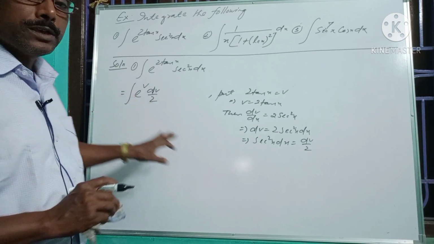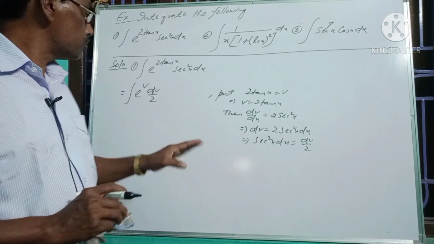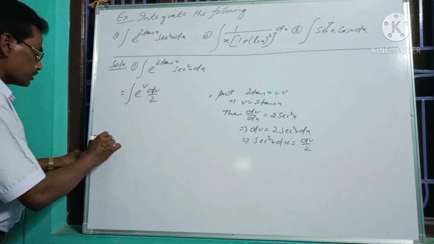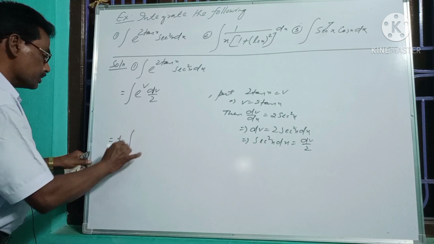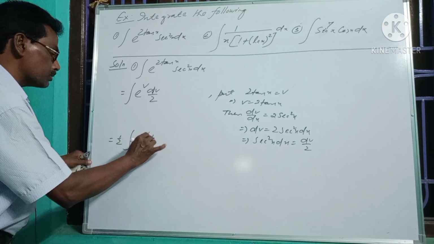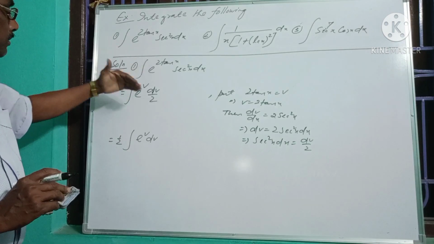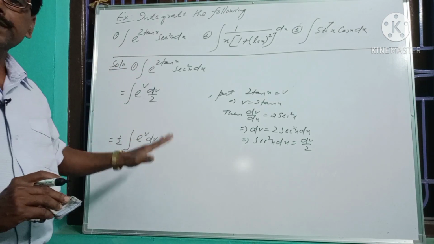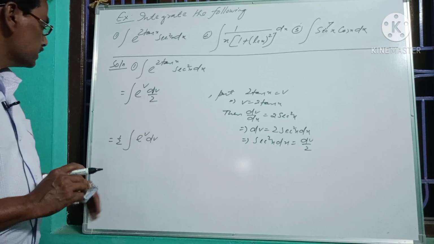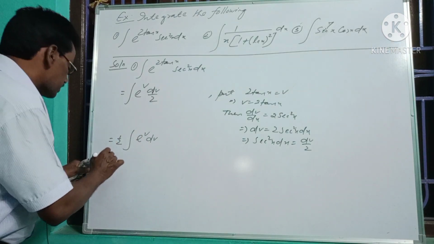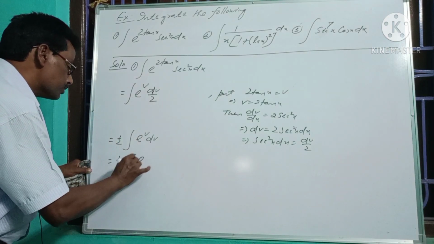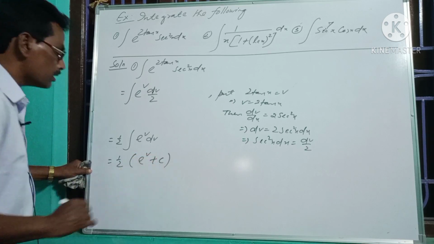So here v is the variable of integration. Taking 2 out of the integrand, it will give us 1 by 2 into the integration of e to the power v with respect to v. Now the transformed function is in the formula form for integration, and it can be integrated. So its integration is half into e to the power v plus c, where c is the constant of integration.